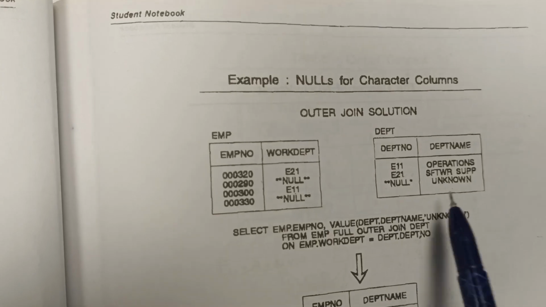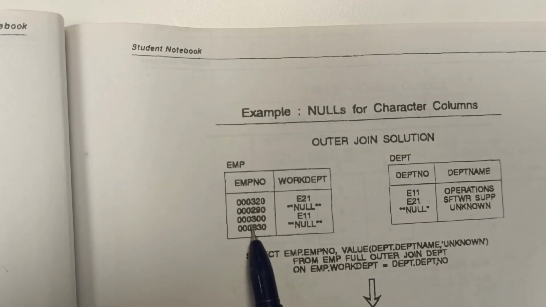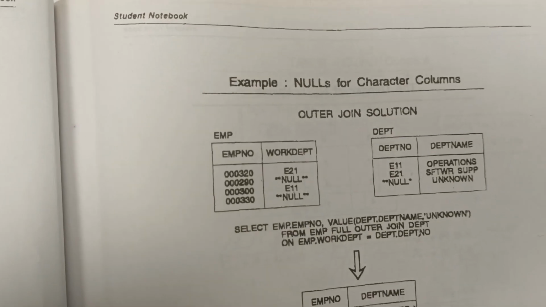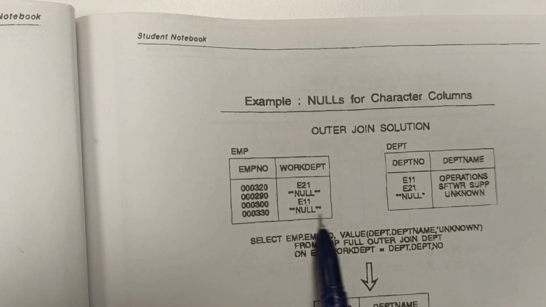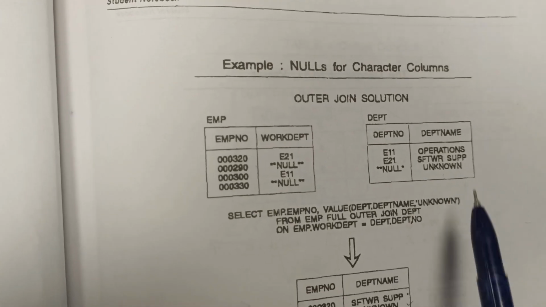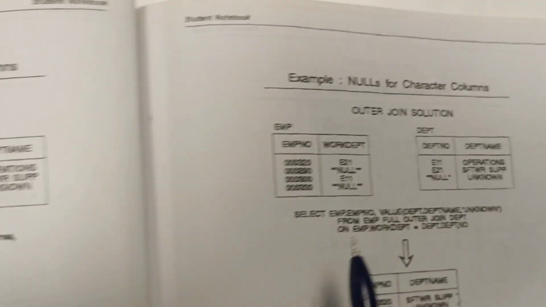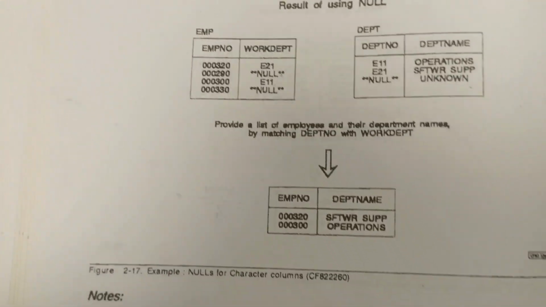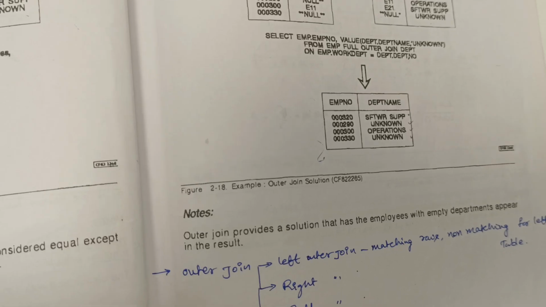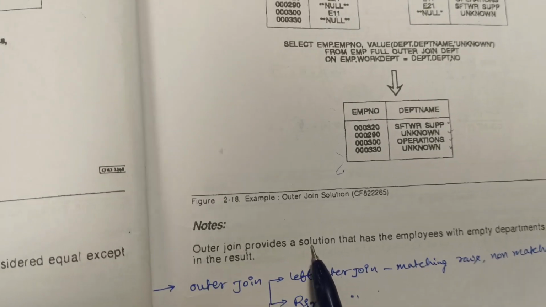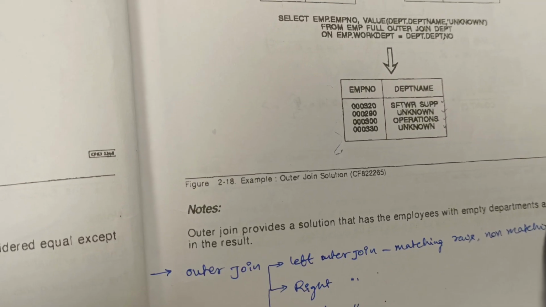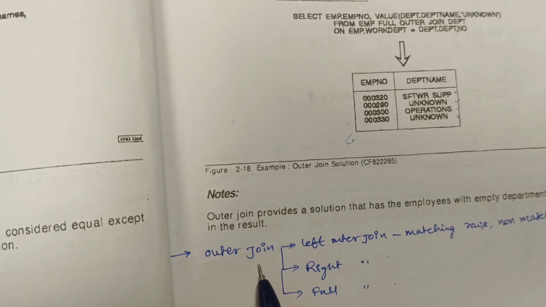What is the corresponding null value? Unknown here. Similarly, in one more query, 300 with E11 operations, and one more null value goes to the unknown table. So I got 4 rows. For the full outer join it will work, but whenever you give an inner join, the null values are never considered. Outer join provides a solution so that employees and departments appear in the result.